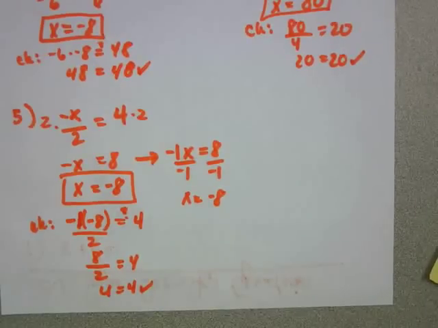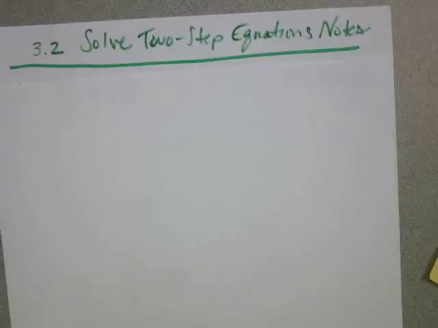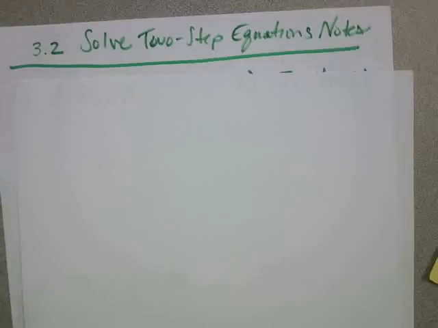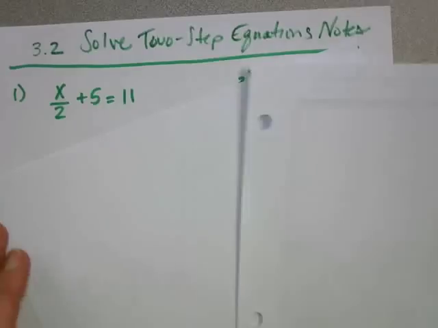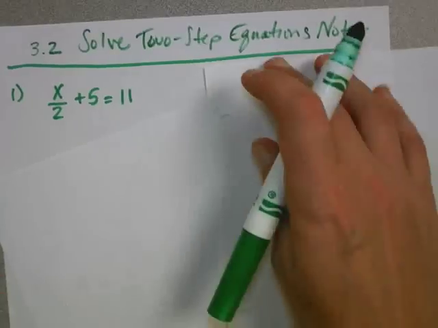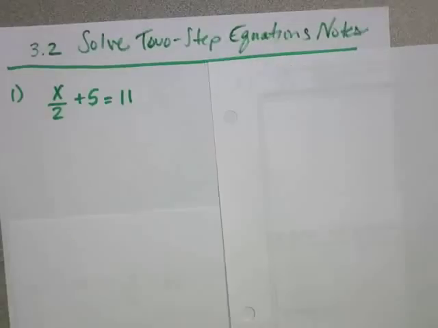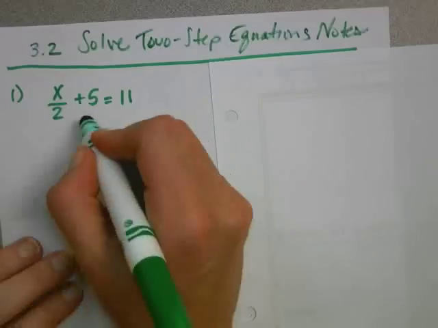So here we have 3.2, solving two-step equation notes, and we're going to start off with our very first one here, which is going to be x over 2 plus 5 equals 11. So this is a two-step equation. Which one do we get rid of first, division or addition? Well, remember, we always go backwards in order of operations here, so we have to get rid of addition first. We subtract 5 from both sides.